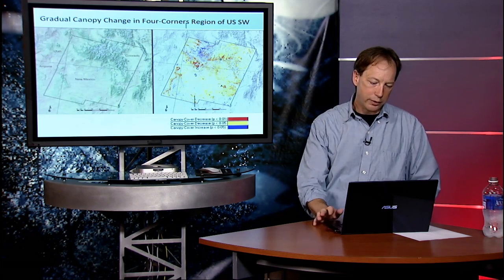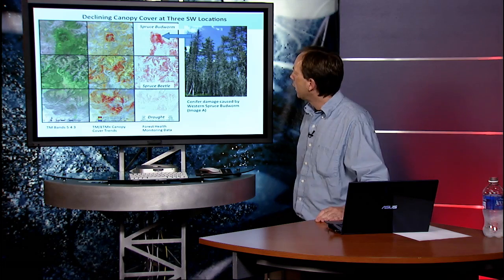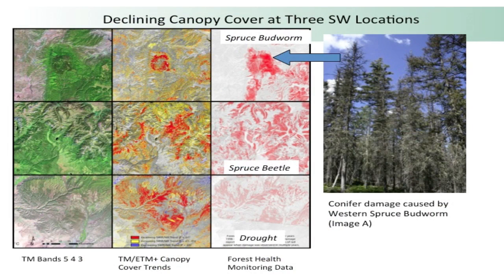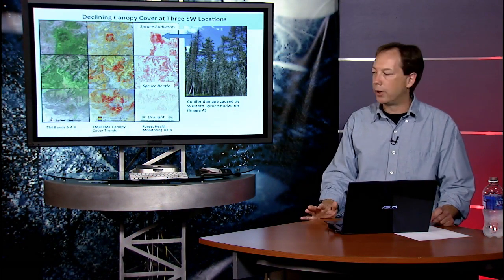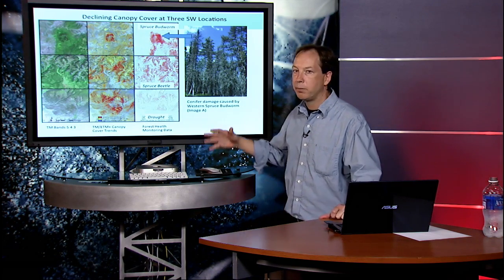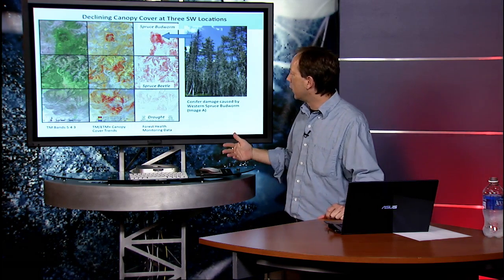When you look in detail at the places where he's mapping declining canopy cover, it turns out that there's a range of explanations for what's going on. This is the Landsat imagery on the left. This is his shortwave infrared index and canopy cover trends. And this is information from the US Forest Service on the type of disease or pathology that's going on in those particular areas. There's a pretty good correspondence between where he's mapping canopy cover change and where the Forest Service says there's decline going on.